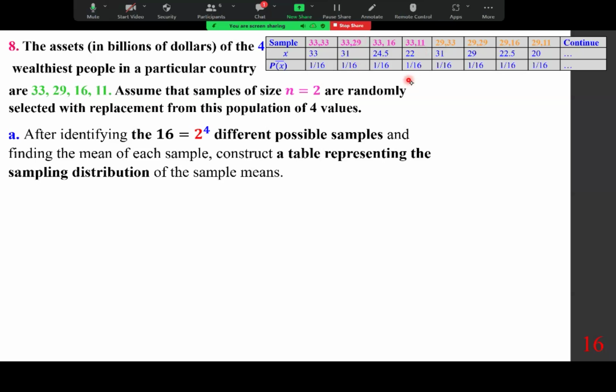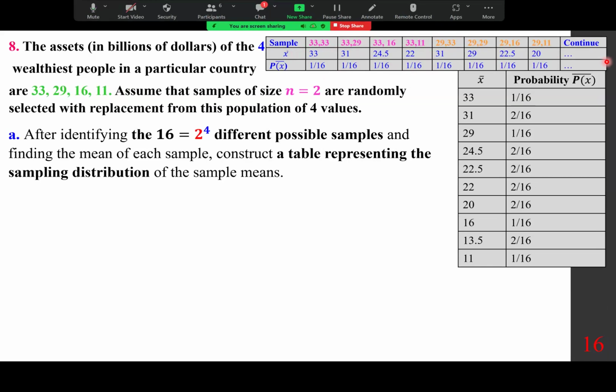For each one of them, there is one possibility out of 16. But for this one, all of them are 1 out of 16. So for some of them, it gets repeated because 33 and 29 result in the same as 29 and 33. So here's what we write one by one. This has to be continued all the way to the end. But when we want to wrap it up, we write when x bar is 33, there's only one outcome out of 16. When it's 31, there are 2 outcomes. So take a look at what happens. If you look at this one, there's only one outcome. But if you look at this 2, 33 and 29 versus 29 and 33, they result in the same x bar, which is 31. So it's 2 out of 16.